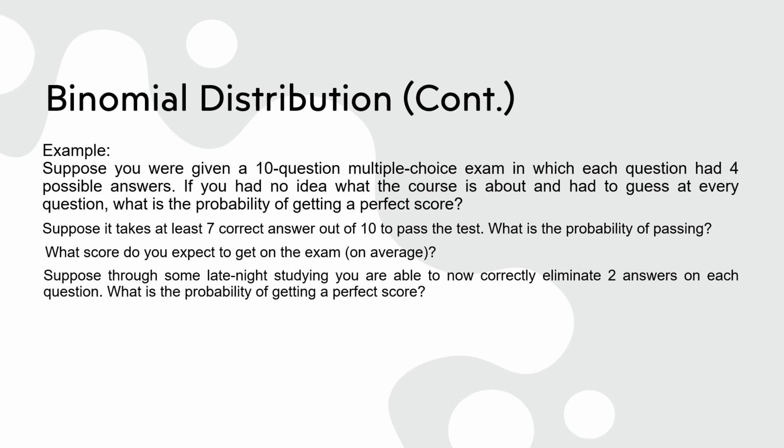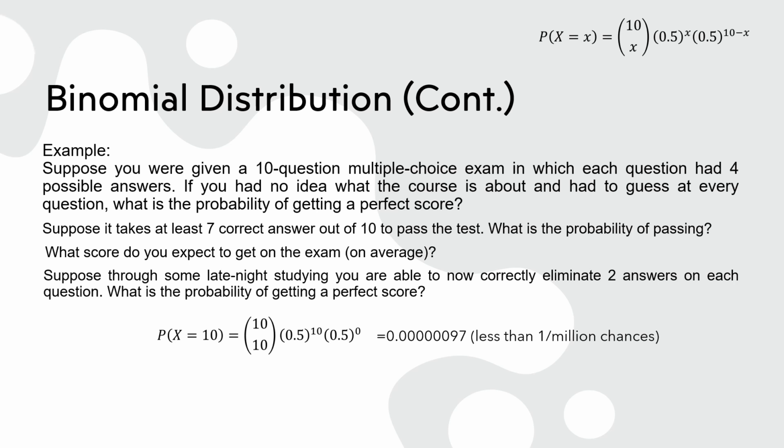Again, please pause the video here to take a moment and try answering this question on your own. You are still taking a 10-question exam, and you need to calculate the probability of getting a perfect score, which means getting all 10 questions correct. The only difference is that the probability of success has increased to 0.5 due to your successful elimination of 2 of the answers in each question.